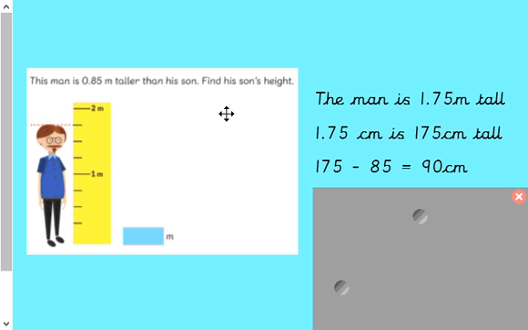What we needed to do then is find out, we know he's 0.85 meters taller than his son, or 85 centimeters. And then what we need to do is take that away from the dad's height. And that leaves us with 90 centimeters. So the son is 90 centimeters tall, or 0.9 meters.